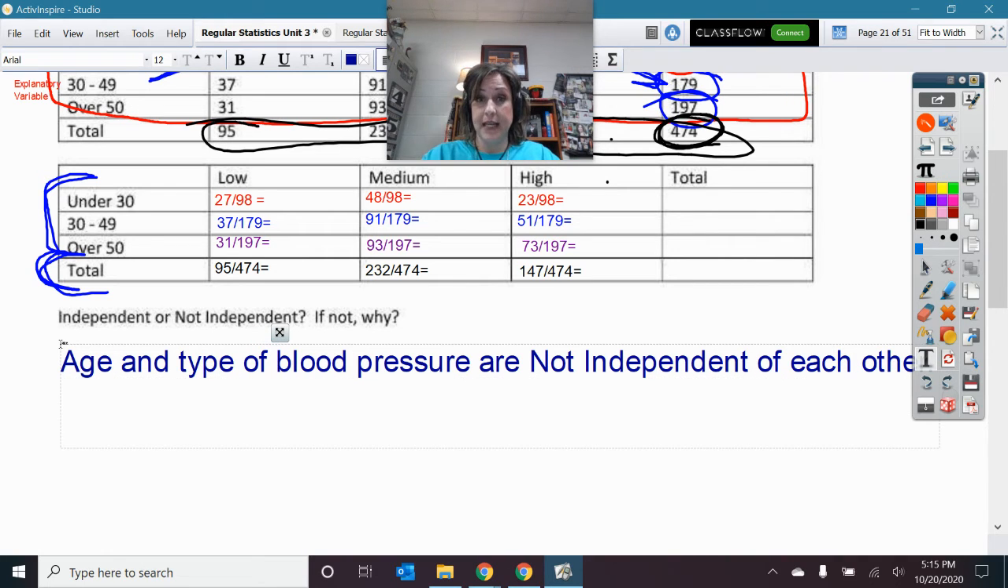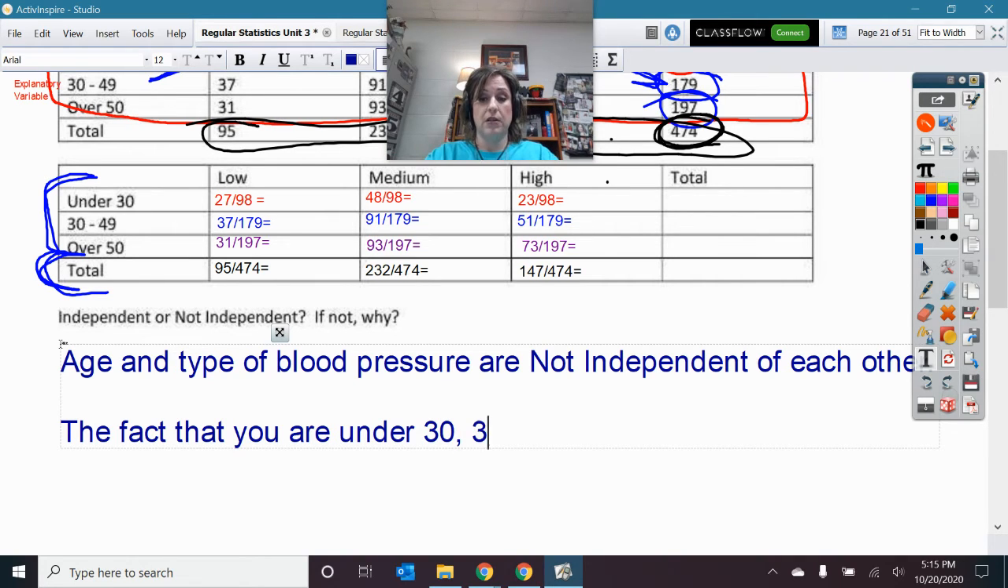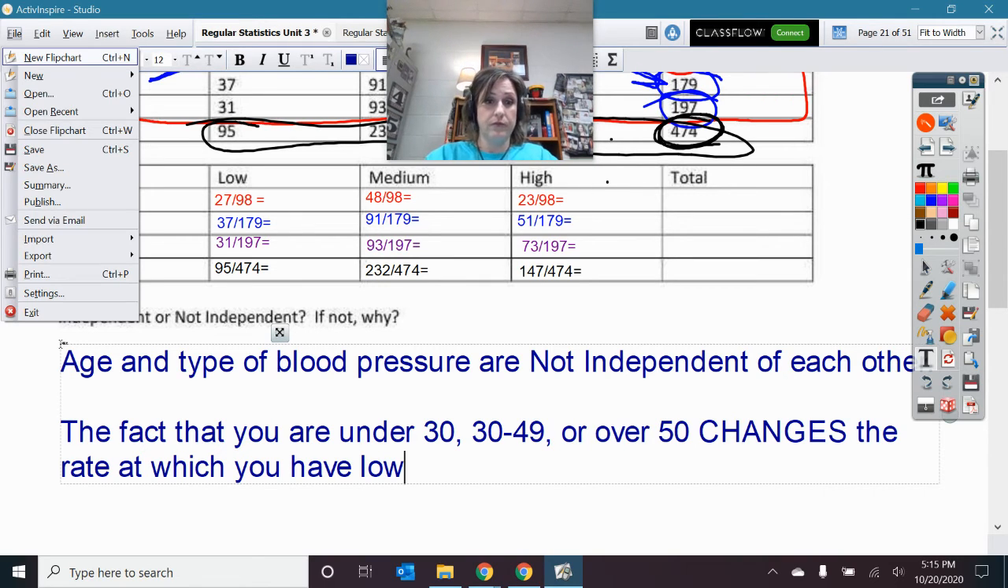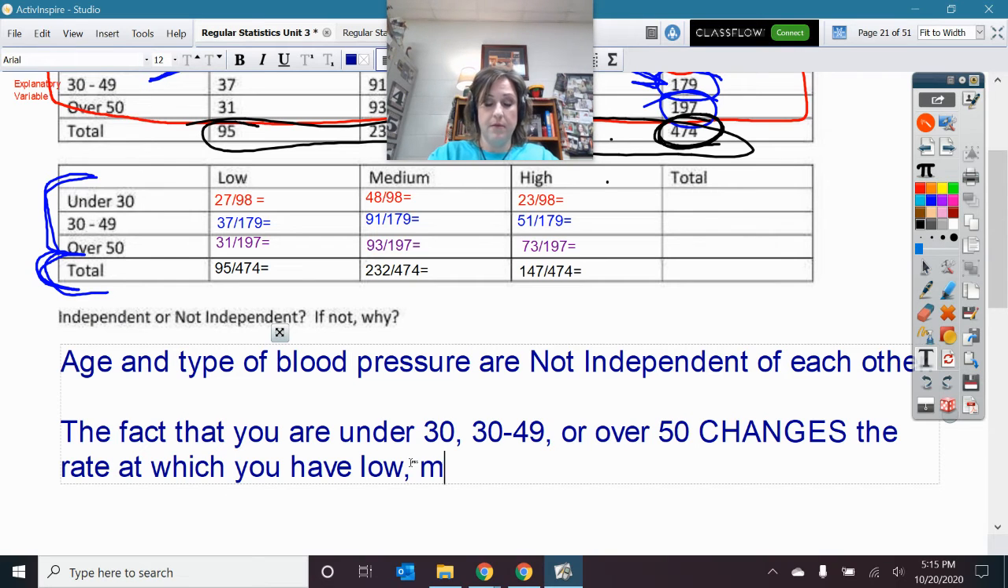Because now, second statement, elaborate. The fact that you are, let's say, out of the categories, let's see, under 30, 30 to 49, or over 50. I guess 50 got left out. The fact that you're in one of those categories changes the rate at which you have low, medium, and high blood pressure.